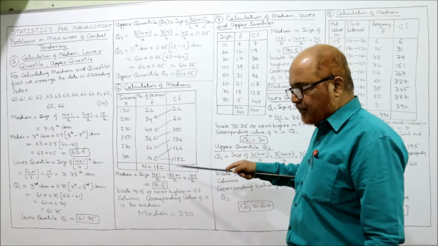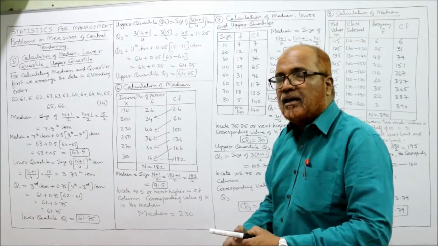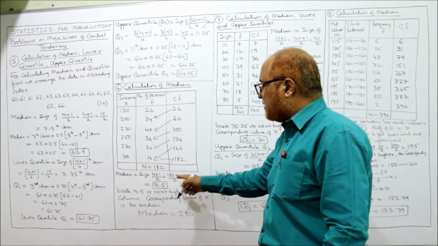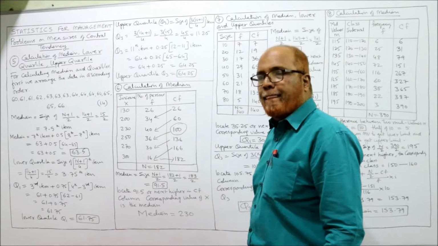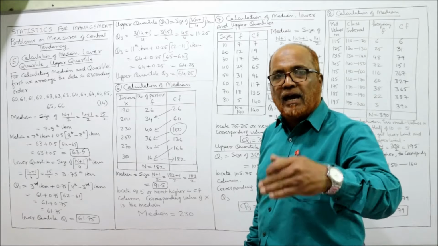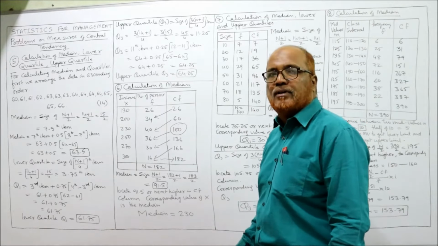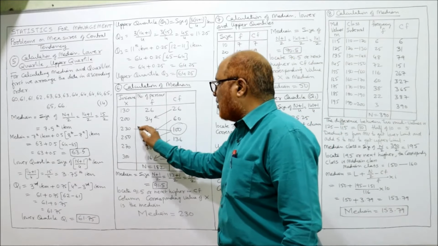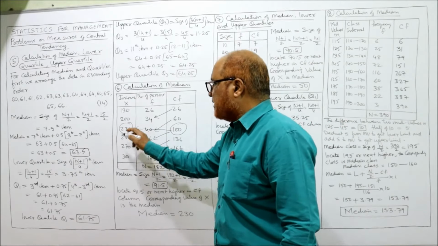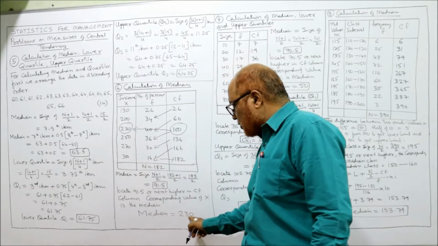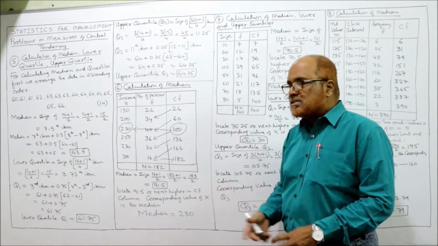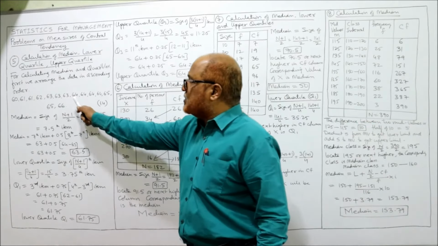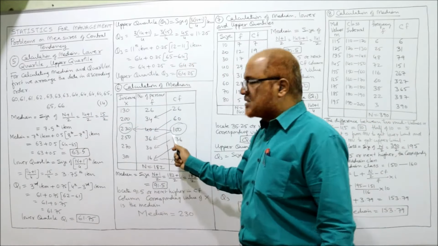So you can look at here. What is the next higher to 91.5? The next higher to 91.5 is 100. 100 is immediately higher than 91.5. So the corresponding value of X is the median. This is the median. So median is equal to 230. This is the procedure of calculating median for discrete series. This is individual series. And this is discrete series.